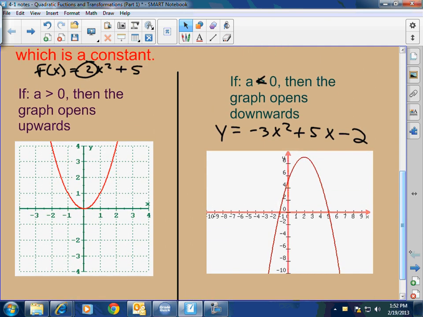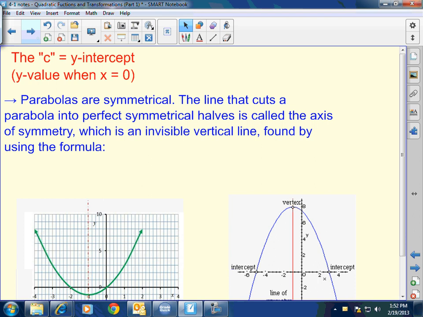So, if a is positive again, if it's greater than 0, notice that's why it's not greater than or equal to 0. If it's just greater than 0, opens upwards. And if it is less than 0, then the graph opens downwards. The c is the y-intercept, my friends. Okay? And the y-intercept is the y value when x equals 0. So if you plug in 0 for x, you will be left with your c value, which is the y-intercept.